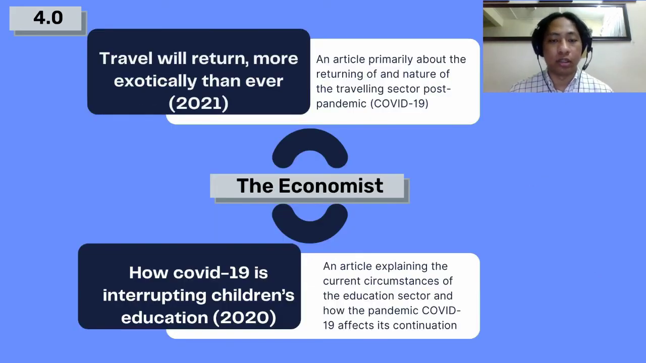Regarding our set of data, in realizing the objectives of our study, two texts in the form of articles were chosen. The first is "Travel will return more exotically than ever," an article primarily about the return and nature of the travel sector post-pandemic. The second is "How COVID-19 is interrupting children's education," 2020, an article explaining the current circumstances of the education sector post-pandemic COVID-19. Both were written and published by the same source, the Economist.